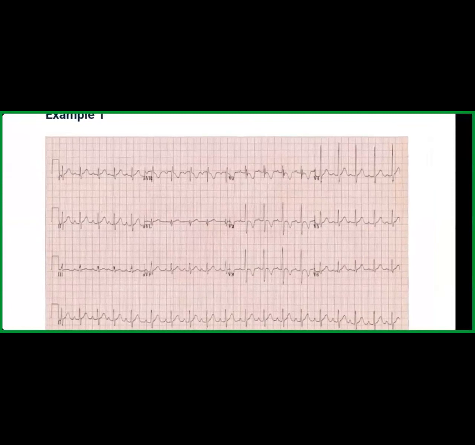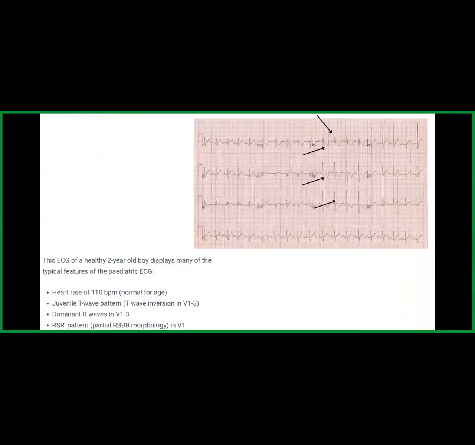A similar RSR dash pattern as in V1 is also seen in lead 3. That means both the leads which tell about the right side of the heart have this pattern. The heart rate is 110 beats per minute, which we have calculated by dividing either 1500 by the number of small squares or 300 by the number of large squares. Then there is T wave inversion in V1, V2, V3. This is known as the juvenile T wave pattern, which is normal in a 2-year-old boy.